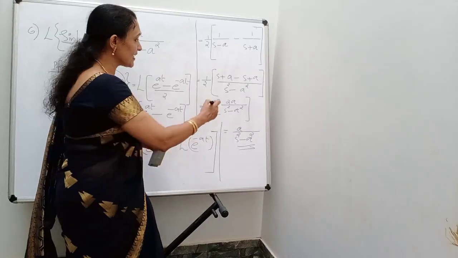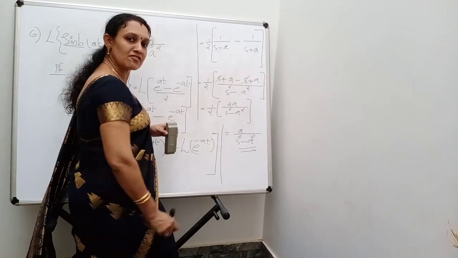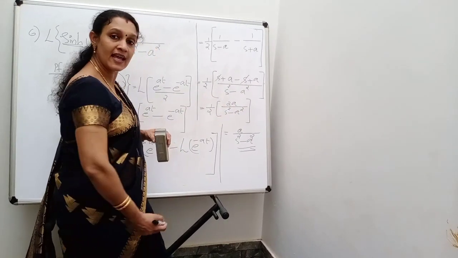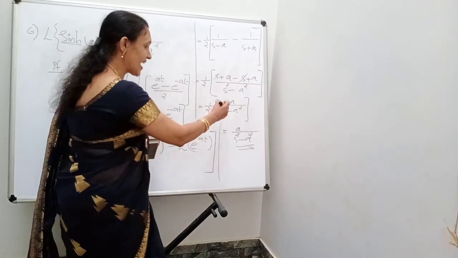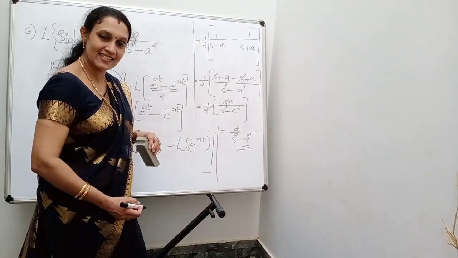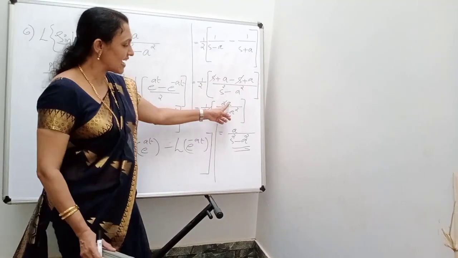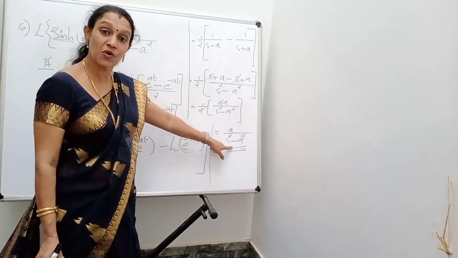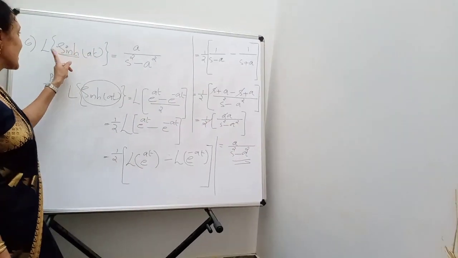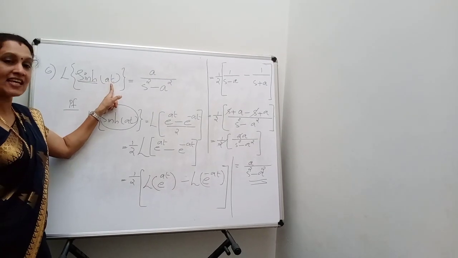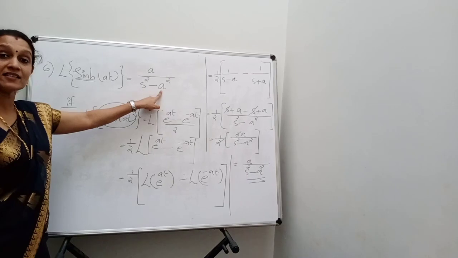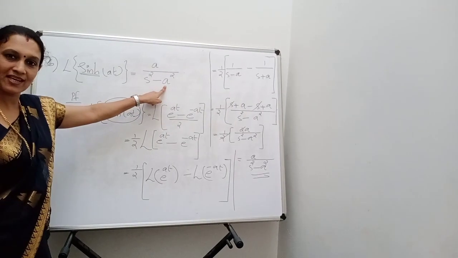Now in the numerator s and minus s get cancelled. So a plus a, it is 2a divided by s square minus a square. Again this 2 gets cancelled, isn't it? So the remaining term is a divided by s square minus a square. So what we proved here? It is L of sin h at is equal to a divided by s square minus a square. Okay.